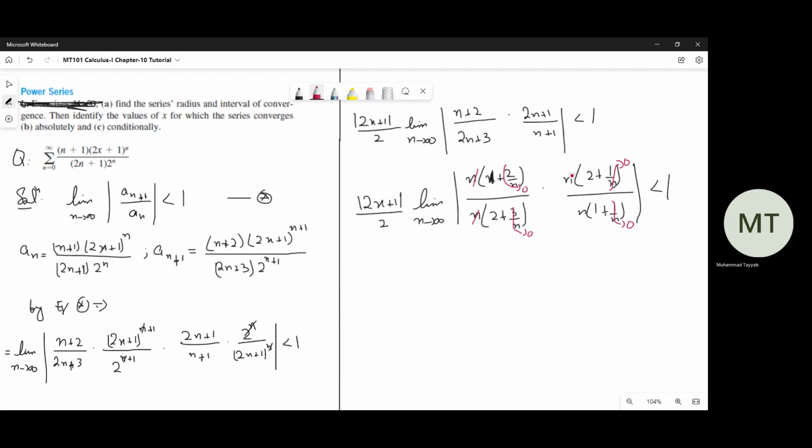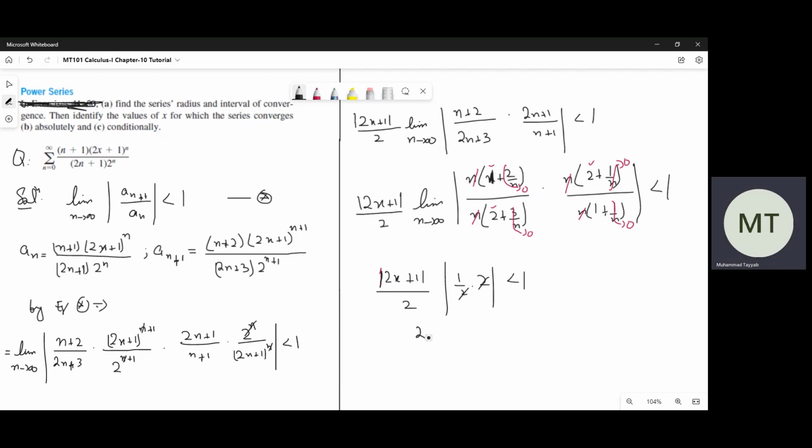So this is away, and the remaining one would be 1 by 2 times 2. So we can say that mod 2x plus 1 divided by 2, and this is 1 by 2 times 2. So this is the way, and this is less than 1. So altogether mod 2x plus 1 divided by 2 is less than 1. So we have mod 2x plus 1, which is less than 2.